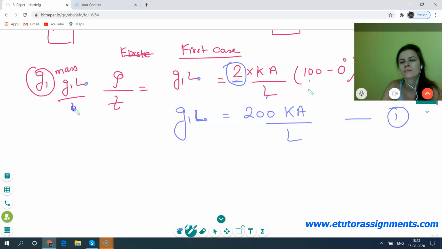I have written time as 1 second, correct? Why have I written 1 second? Because they say here that per second, G1 grams of ice is melted in 1 second. So we need only 1 second of transfer. How much heat is transferred? The ice is melted by the heat transferred from the rod. Correct? Now the second case, case 2.